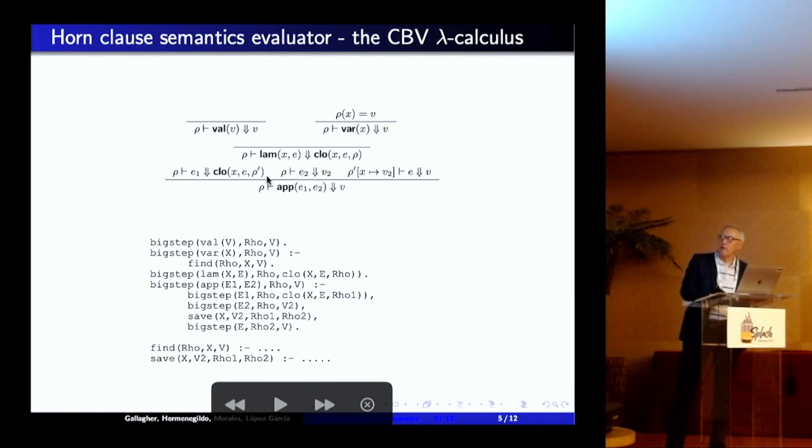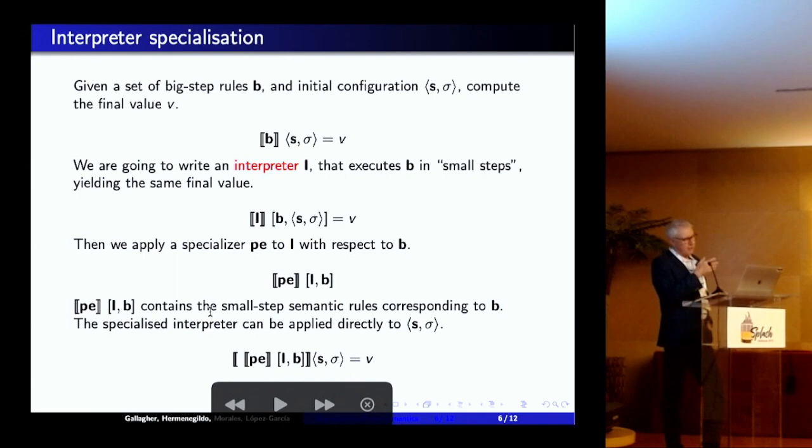So we have big step semantics. We can directly render those as Horn clauses. And then the idea of interpreter specialization, I'll just briefly go through. It's a well-established idea, going back to Futamura in 1971, where he showed that specializing an interpreter with respect to a source program is analogous to compiling that program into the language of the interpreter.